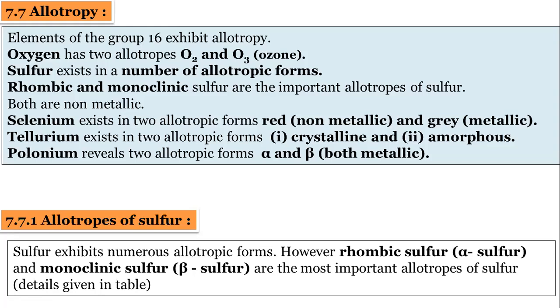So if it is asked for 2 marks, we only have to write the allotropes. Oxygen has 2 allotropes, while sulfur exists in many allotropic forms. A 2 marks question will be asked.